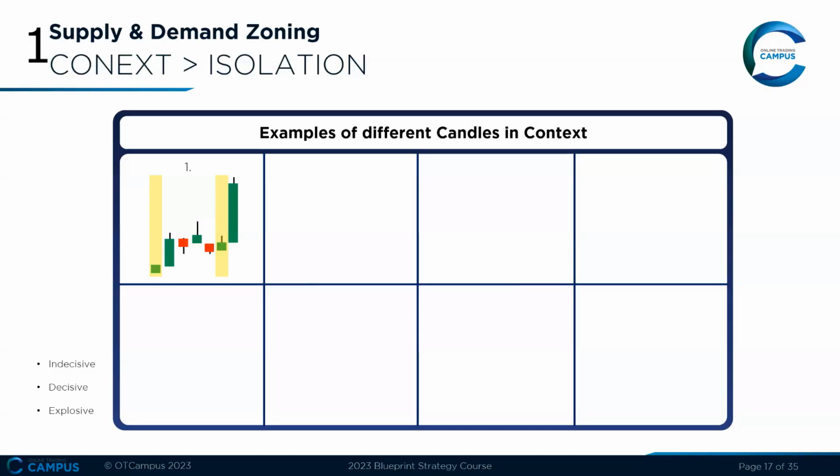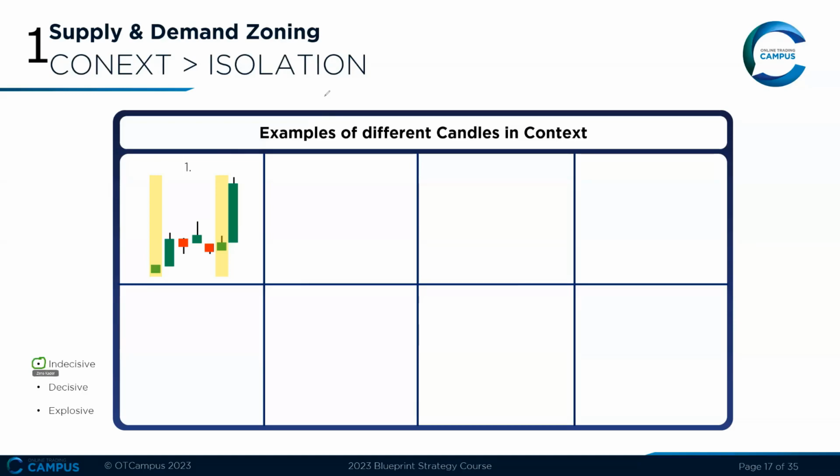Hence, you have an additional visual rule on top of the scientific rule, which is, remember, for the indecisive rule, the open and close need to be close by. And for the decisive and explosive candle, the close versus open should be very far apart from one another. In this first example, if you look at the context rather than isolating those two candles that are highlighted in yellow, would you say those are indecisive candles? Would you say those are decisive candles, or explosive, or both?